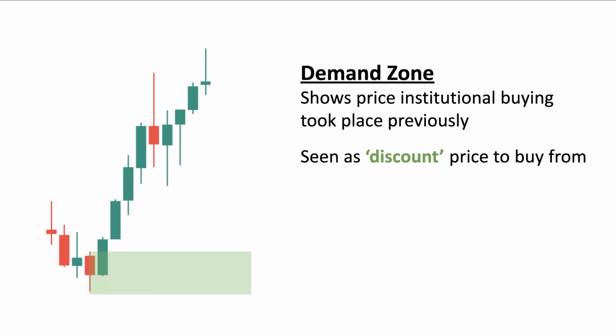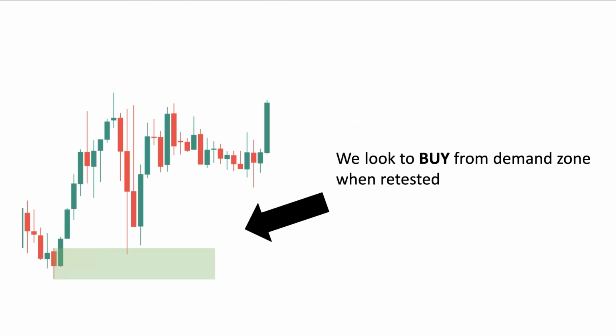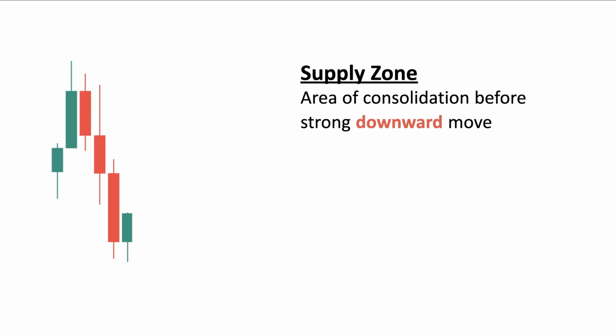The idea here is that this is seen as a discount price to buy from, so future buying is expected if price returns to this level. Here is exactly what we would expect to see from a demand zone. We look to buy from the demand zone when it is retested, because we expect to see more of that institutional buying kicking in.